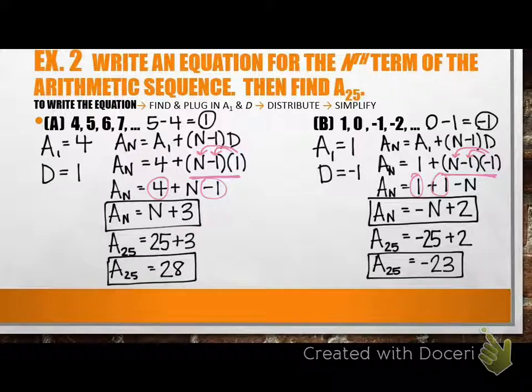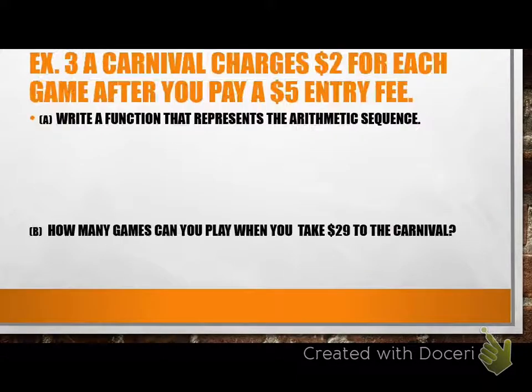Let's just say I had asked you for the 28th term. What number would you have been plugging in place of n? 28. Okay, what if I had asked you to find the 99th term? What number would you have been plugging in place of n? 99. So whatever number they give you in place of n is the one you're plugging into the equation in place of n. Now, example 3 is our ever favorite word problem.